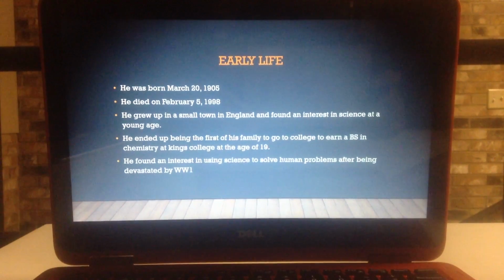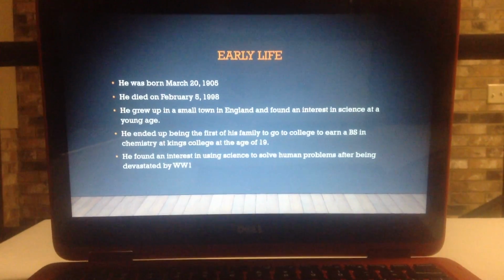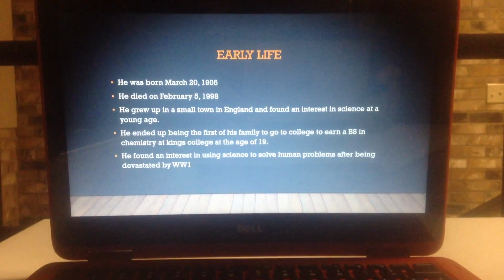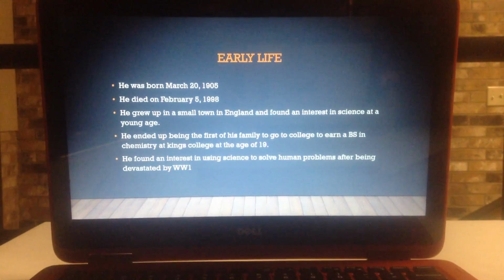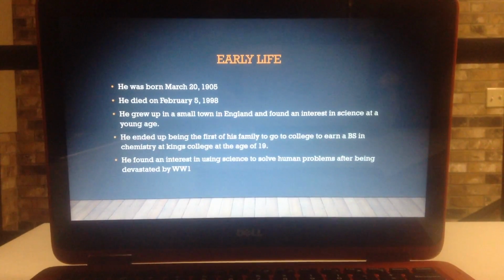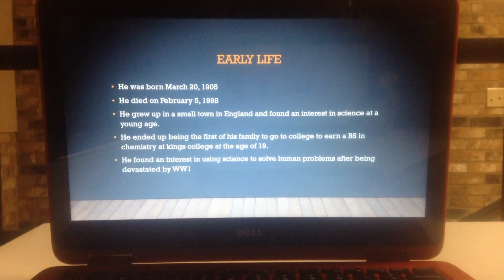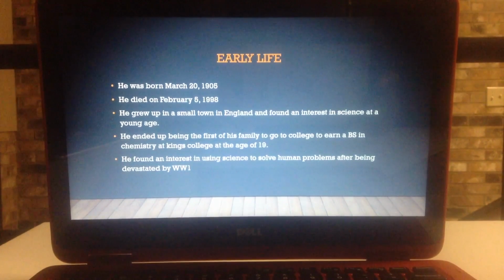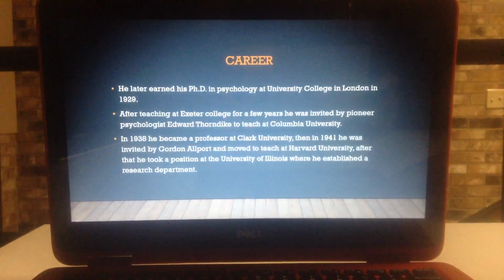Early life. He was born March 20th, 1905. He died on February 5th, 1998. He grew up in a small town in England and found an interest in science at a young age. He ended up being the first of his family to go to college, to earn a BS in chemistry at King's College at the age of 19. He found an interest in using science to solve human problems after being devastated by World War I.